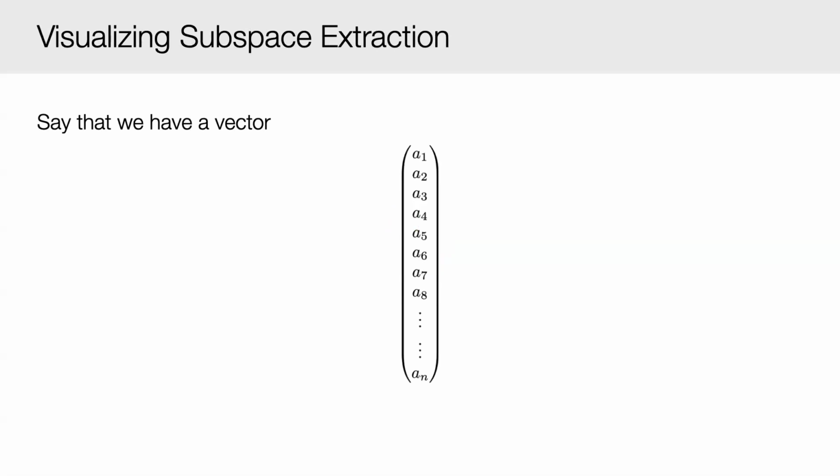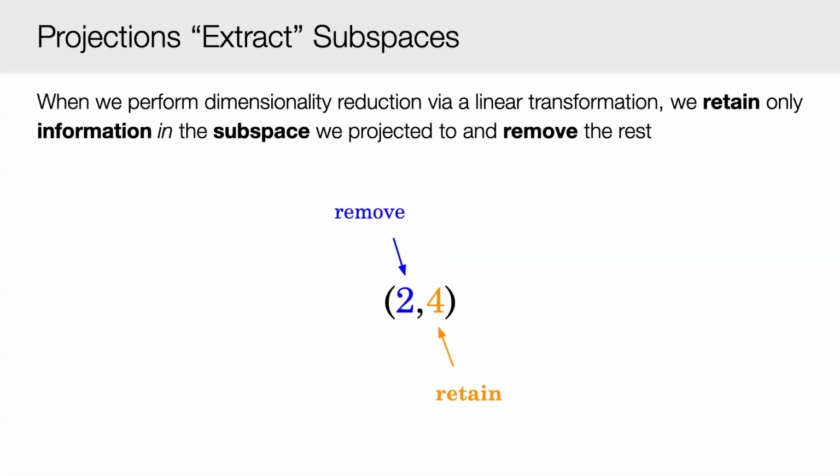Now let's visualize subspace extraction. Oh, sorry, one thing I didn't mention last time is that we're going to use the term extracting a subspace a lot. What we mean is that when we extract a subspace, we do some sort of linear transformation that reduces the dimensionality such that we keep that subspace and get rid of the rest of the information.